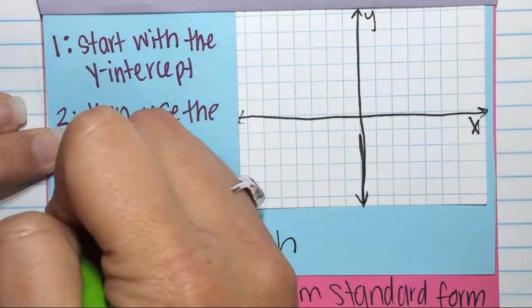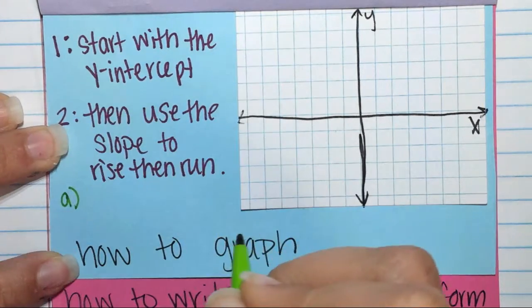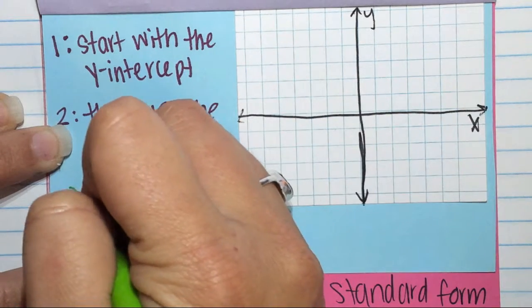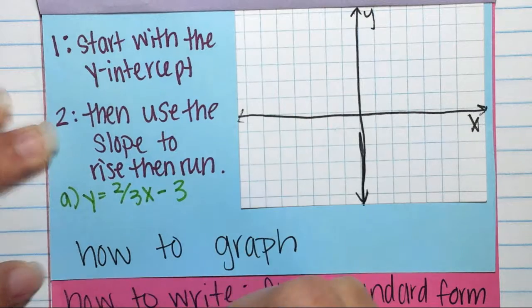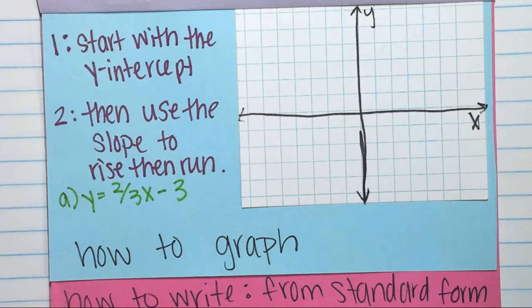So the first one that we're going to graph, I'm going to graph A in green. It's going to be y equals 2/3 x minus 3. That's the first one that I'm graphing, and I'm graphing mine in green. Are we going to do more than one problem? We are. We're doing 2.